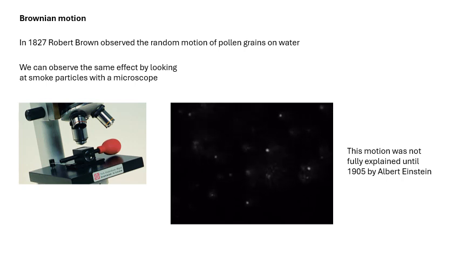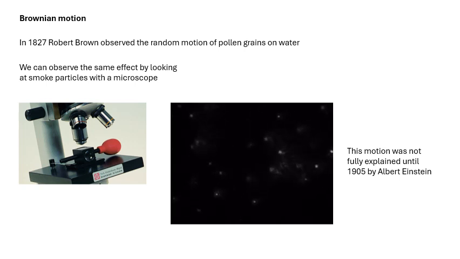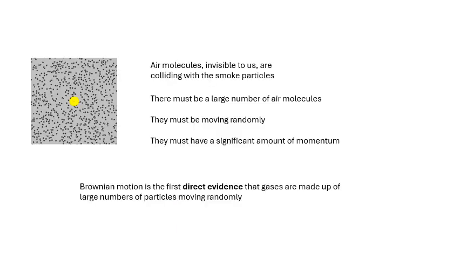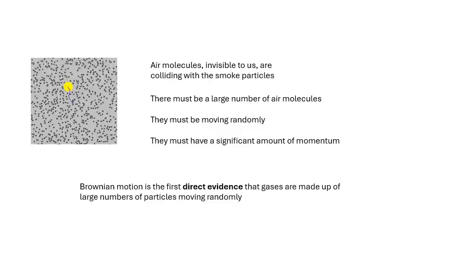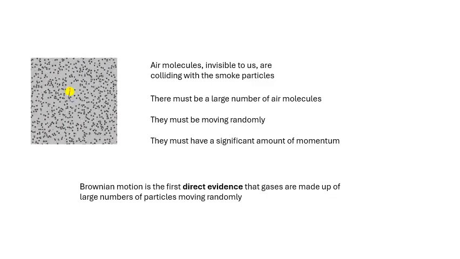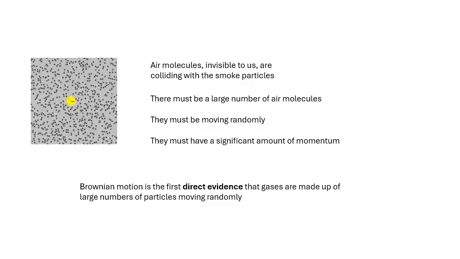Now, we can actually observe this if we look at smoke particles with a microscope. And hopefully you've seen this, and the smoke particles in this video, they're jiggling about. Now, why are they jiggling about? It was not fully explained until Albert Einstein, nearly 100 years later, explained it. Basically, what's happening is that air molecules, which are invisible to us because they are tiny, tiny, tiny, are banging into the smoke particles, and they are making them jiggle.